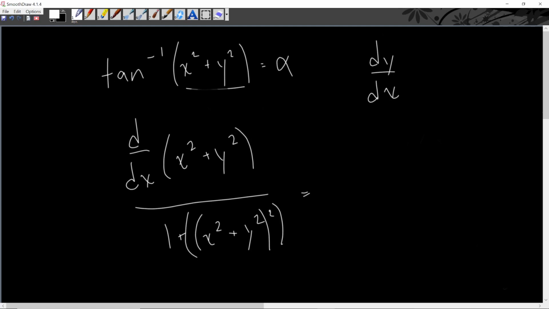But let's use our n times x to the n minus 1, and then the derivative of x squared is going to be, we bring that 2 out there. I don't know why I keep writing d dx equals x squared. It's just d dx x squared. But we bring that 2 out to the front, and then we have 2 times x to the 2 minus 1, which is 2x. And then same idea with y. Instead, we're going to have to differentiate with respect to y and then multiply by dy dx.